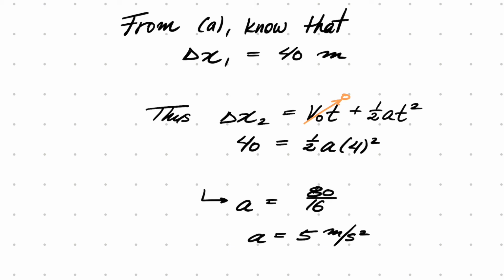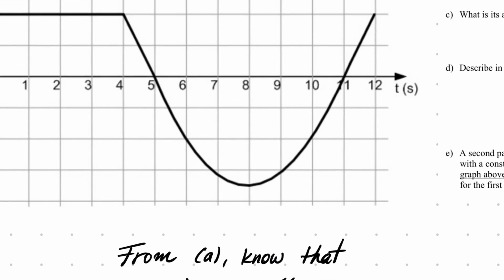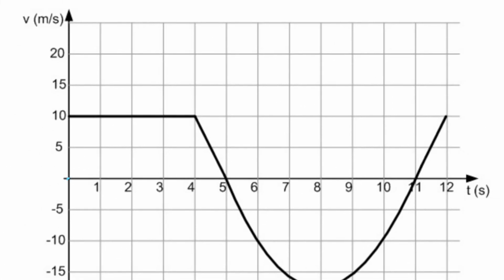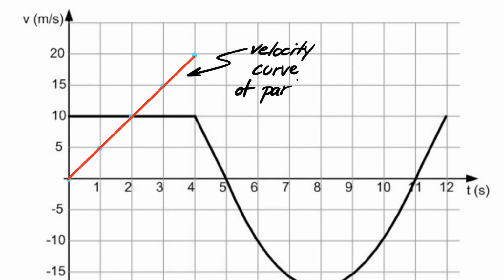Putting this onto a velocity time graph, we know that the acceleration must be the slope of the curve. As such, particle 2's velocity will increase by 5 meters per second for every 1 second of elapsed time.